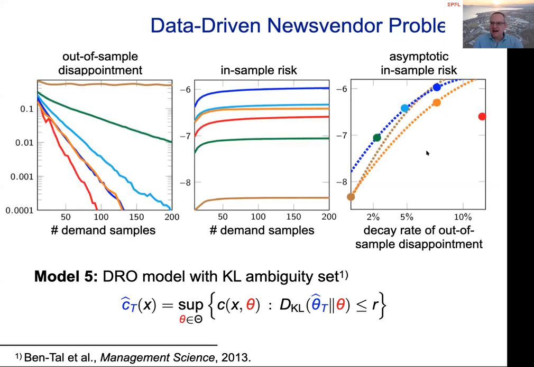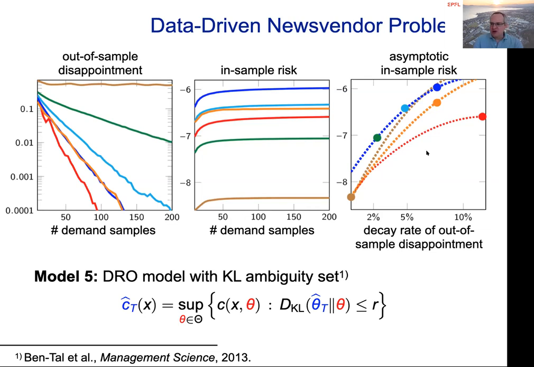Okay, as a last model, number five, let's look at the DRO model with the Kullback-Leibler divergence ambiguity set. And this ambiguity set just contains all demand distributions that have a KL distance of at most R from the empirical distribution. So for a particular choice of R, we visualize here in red the performance of this model. And again, we can sweep R and then the KL divergence DRO models trace out the red dashed line in the right chart. So they dominate actually all other models in the sense that they have the lower in-sample risk for any given level of out-of-sample disappointment. And again, for R equals zero, the KL DRO model simplifies to the SAA model.